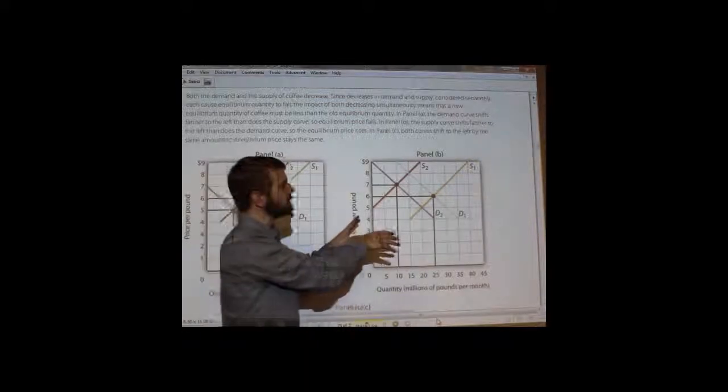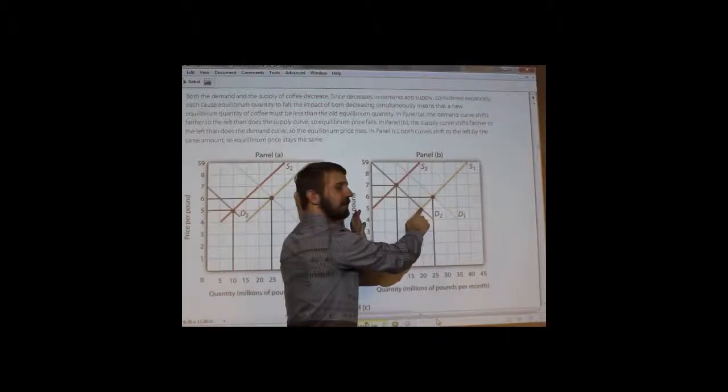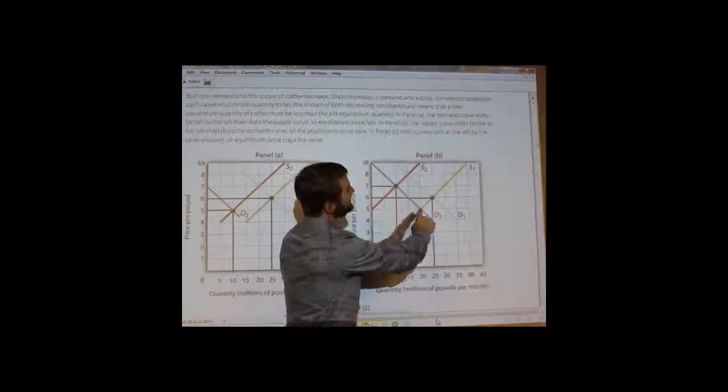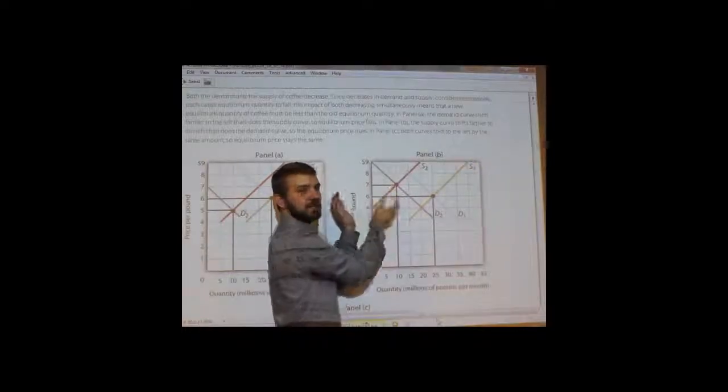Here it's the opposite. Demand fell, that caused the price to fall, but then supply fell by even more, and then that caused the price to rise. So here we end up with a higher price.